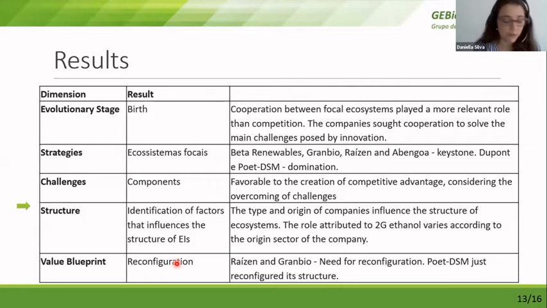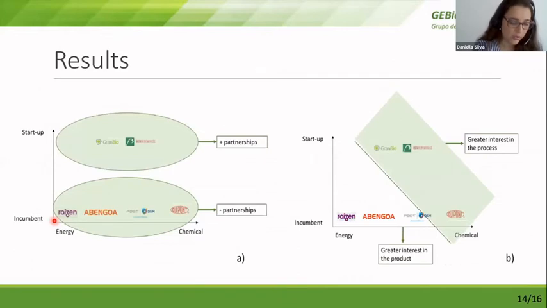We also have some information about the structure of the ecosystems. So here we identify some factors that influence this structure. For example, when a company was a startup, it made more partnerships than when it was an incumbent. And we also have information about the goals of the company. For example, here we have companies that had greater interest in the process and other companies more interested in the product.